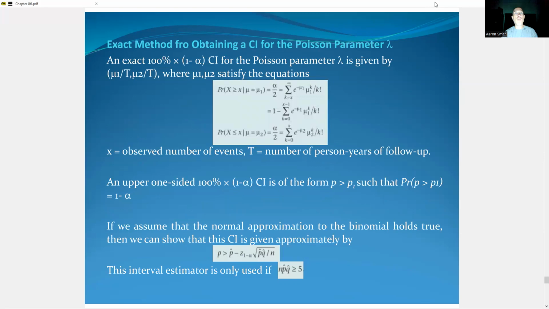So here's the exact method for obtaining confidence intervals for a Poisson parameter lambda. Once again, you could crunch this out manually, but just let the machine do it. Whatever you're doing, don't do this by hand. Every statistics platform will figure this out for you.